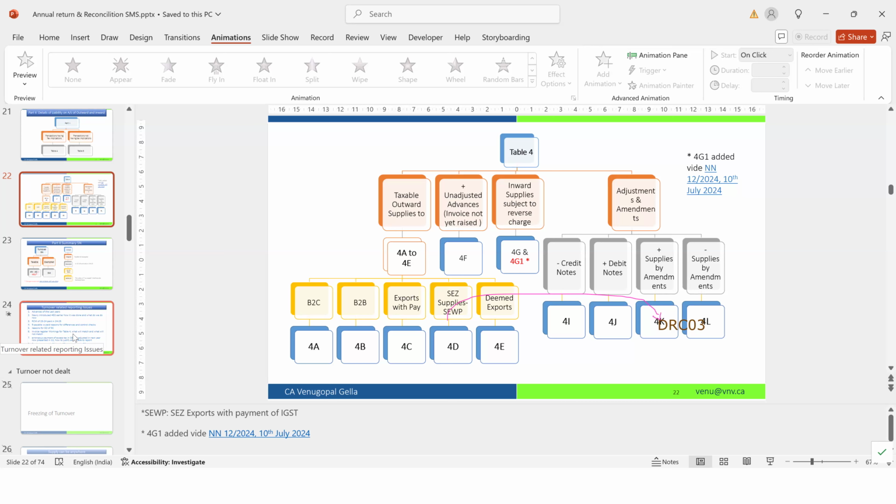Now, Unni is asking what happens if the books are lower than 3B. For example, I paid extra taxes in 3B. My 3B is 1.1 and books is only 1. Even then, since you have paid 1.1, you will report table 4 as 1.1. Taxes are paid. There could be two situations. You have adjusted in the next year. So 4 will be 1.1, and my table 11 will be 10,000.